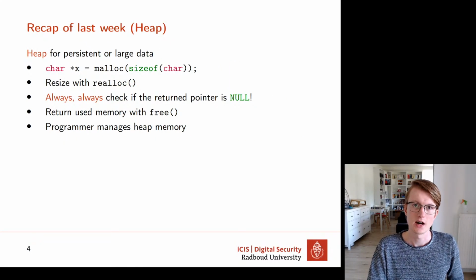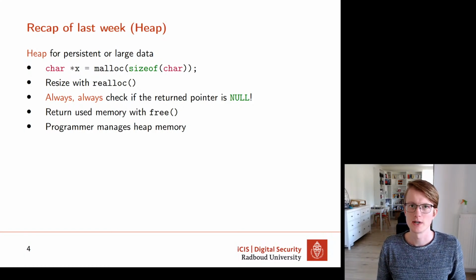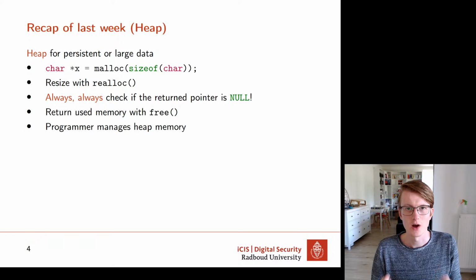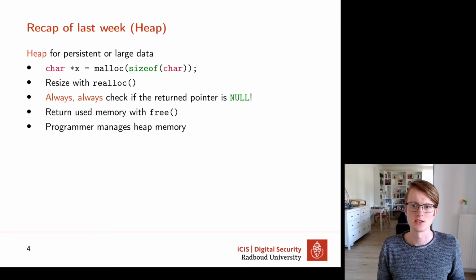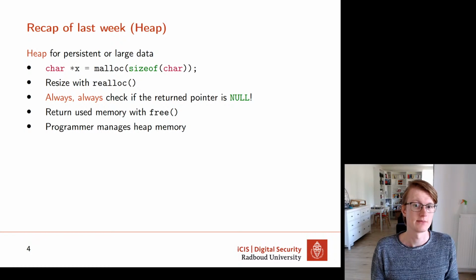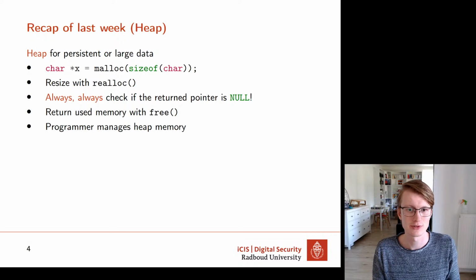The heap is the other side of the memory equation in C, and that is where you can park persistent or large data. You can get a segment of the heap using malloc. You can resize it if you want. But in all of these cases, you always need to check if the returned pointer is null, even though that might seem exceedingly unlikely. If you have successfully allocated memory, then you can free it. Of course, if allocation failed, you shouldn't free it.